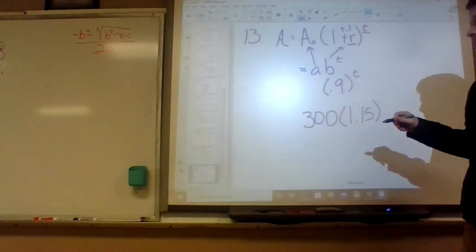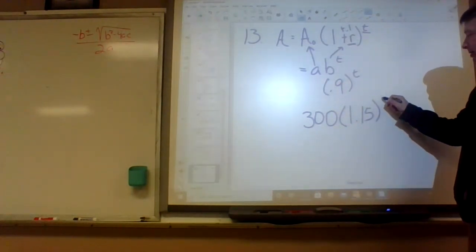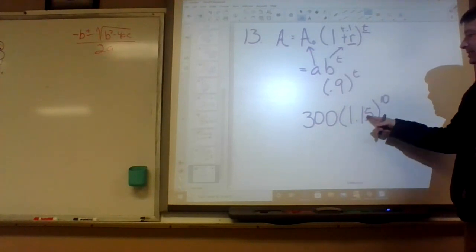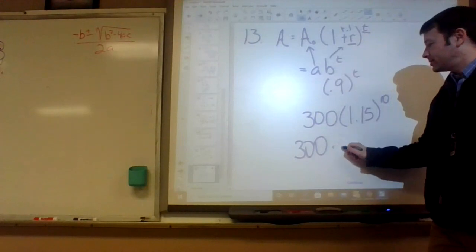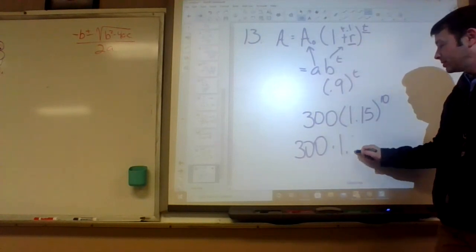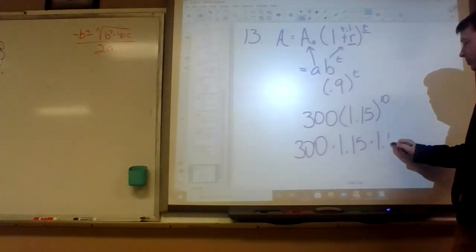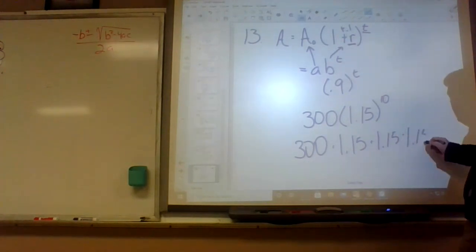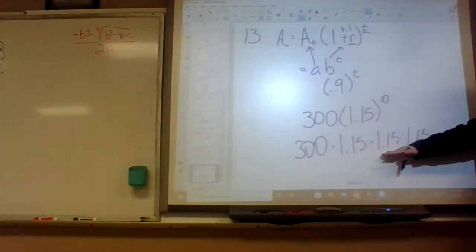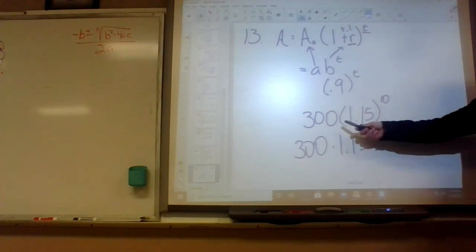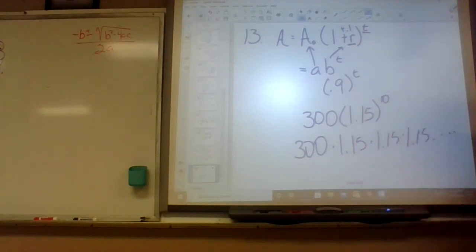And then it says after 10 years. What do I do with the 10? Right. Basically, what's going to happen is when you plug this in, your calculator does 300 times 1.15 times 1.15 times 1.15, 10 times. And it just keeps getting bigger every time. But this is what you plug in your calculator.